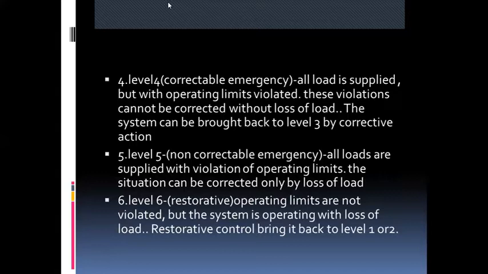Now level 4, corrective emergency. Here also all the load is supplied, but with operating limits violated. Maybe the disturbance is severe here, so our operating limits are violated. All the load is supplied, but these violations cannot be corrected without loss of load. Some load has to be shut down or stopped. We cannot correct these violations unless load is lost. So the system can be brought back to level 3 by corrective action. In level 5, it is a non-correctable emergency condition.